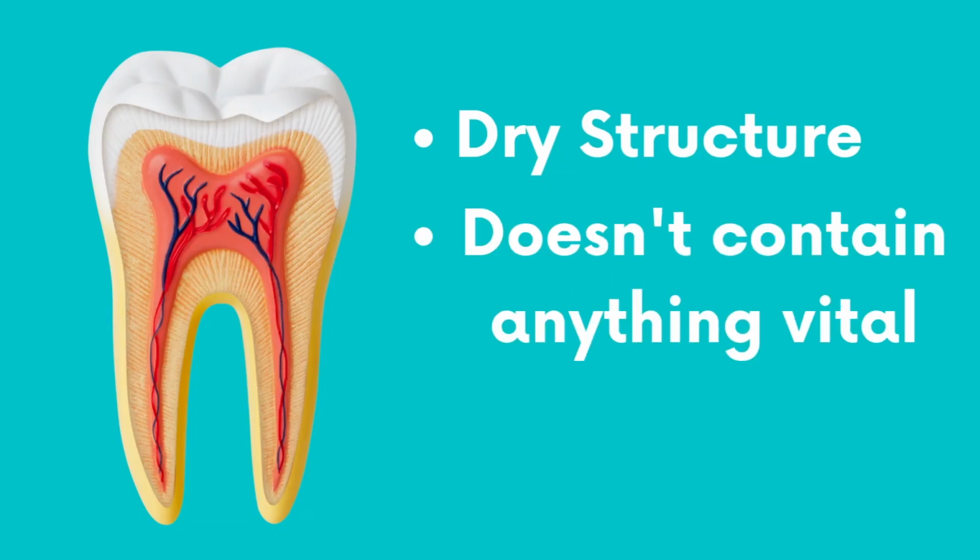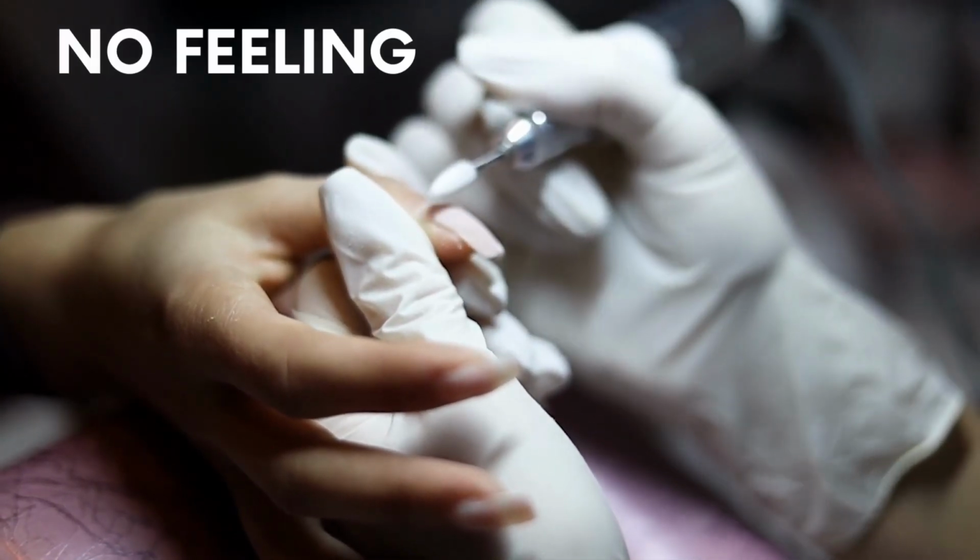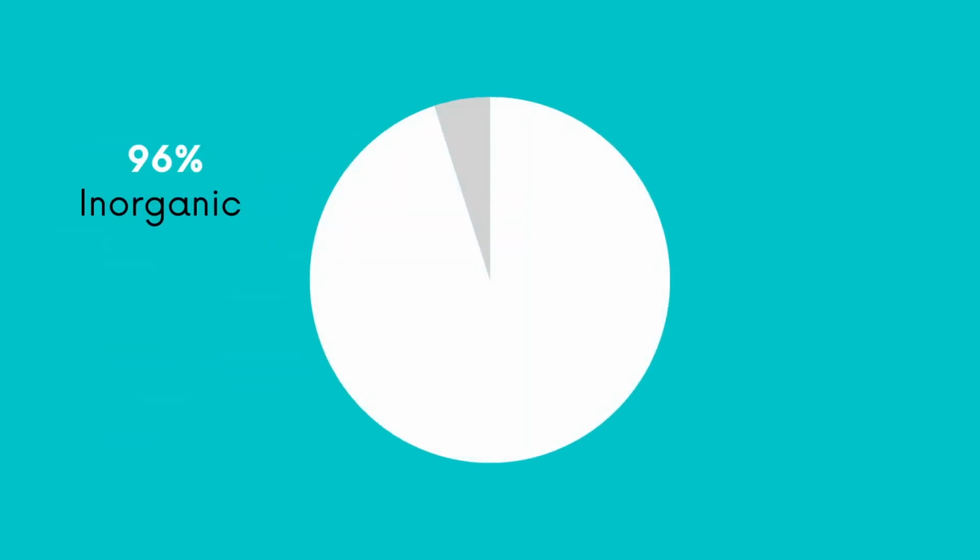Enamel's that white outer shell that you see as the tooth's crown. It's a dry structure that doesn't contain anything vital. I often explain to patients it's like your fingernails. You can cut them, but you won't feel the process of cutting it. Its composition is 96% inorganic, also known as hydroxyapatite. It's a real buzzword in the dental product space.